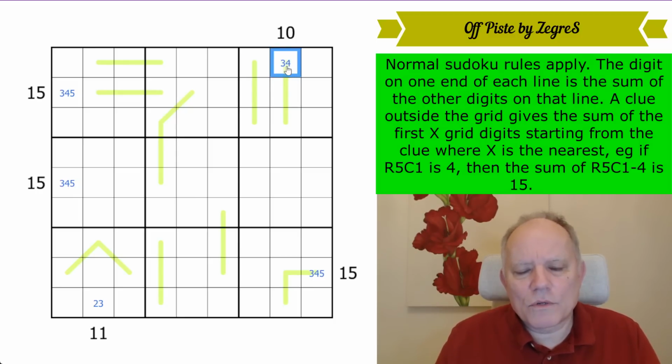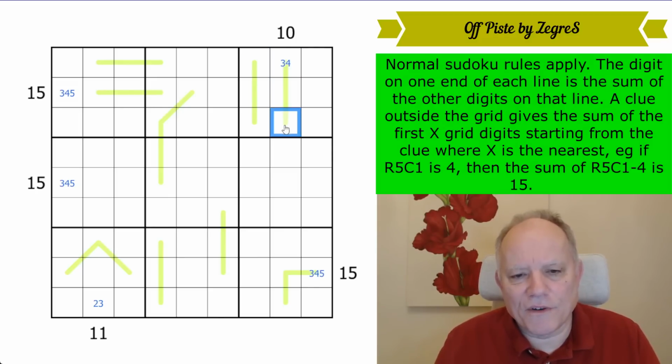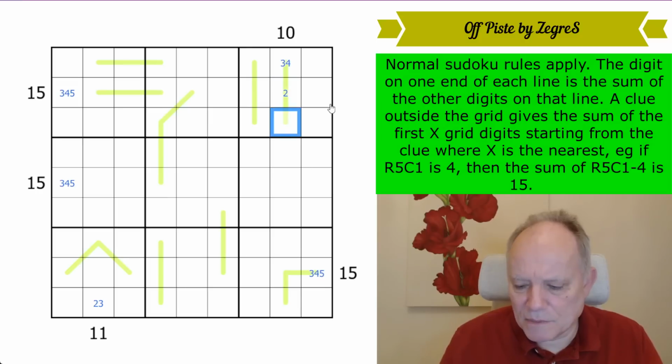Now, if that was a 3, the arrow will add up to 10, because those 3 cells will add up to 10. But 2 of the cells have to add up to the same as the digit at the other end. So 10 divided by 2 is 5. This would go 3, 2, 5. That is definitely one possible conclusion.